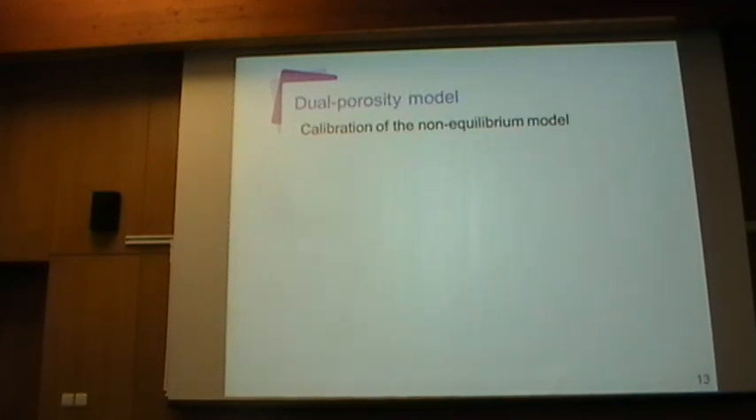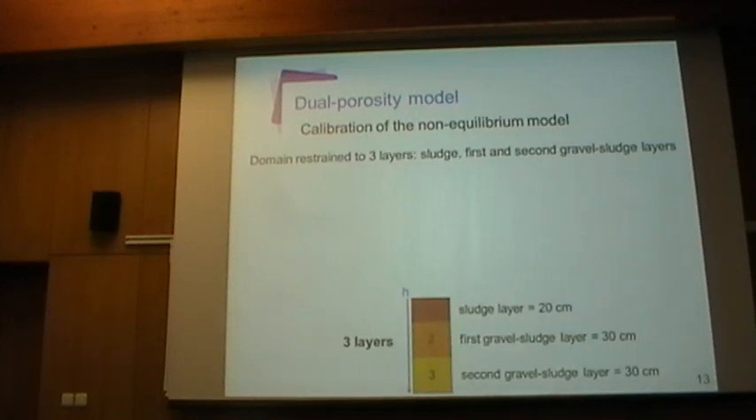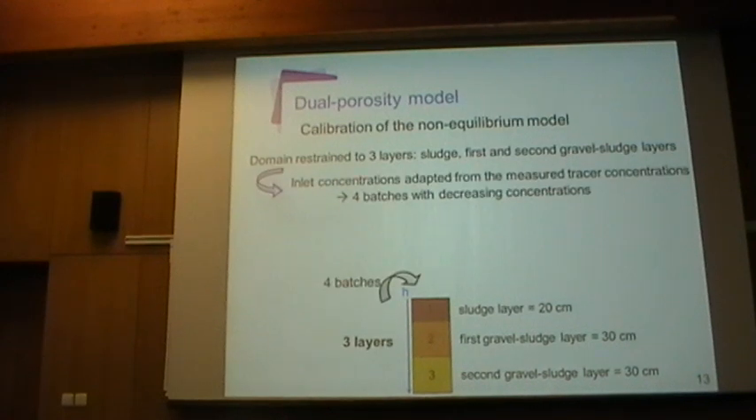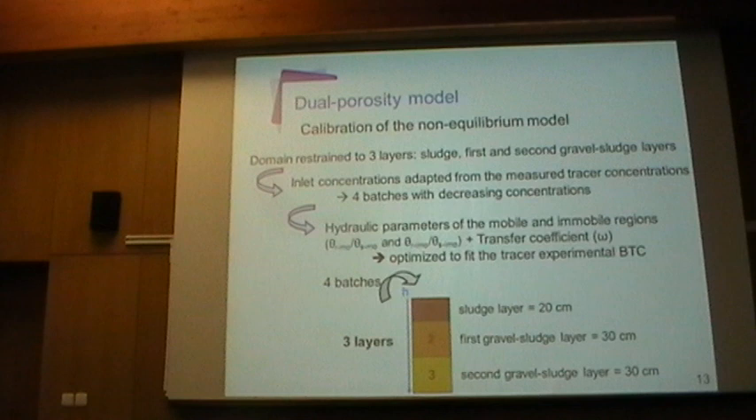Now I will talk about the calibration of the non-equilibrium model. In this part, the domain was restrained to 3 layers, the sludge layer and the 2 layers below, which are made of a mix of gravel and sludge. The inlet concentrations were adapted from what we measured in tracer concentrations at the outlet of the filter. We applied 4 batches with decreasing tracer concentration, and we optimized the hydraulic parameters of the mobile and immobile regions, as well as the transfer coefficient, in order to fit the tracer experimental breakthrough curves.